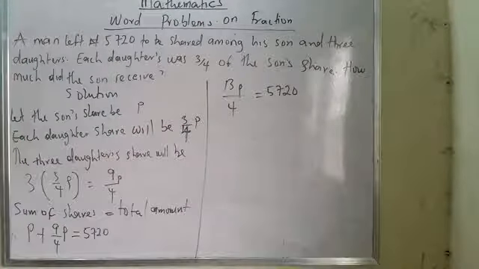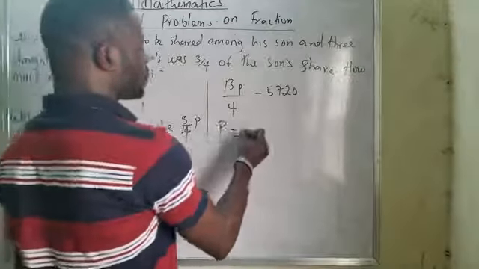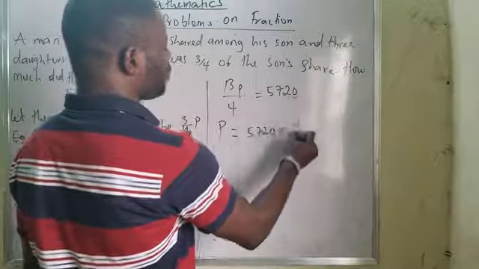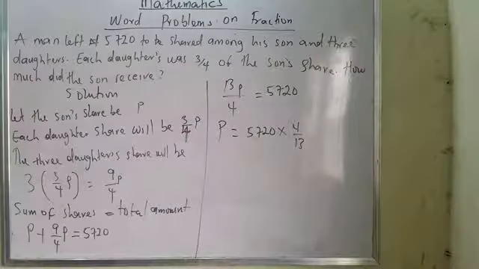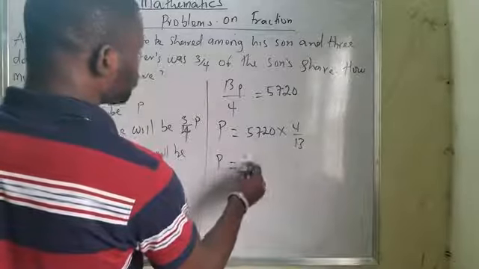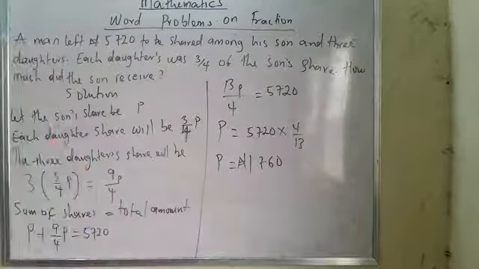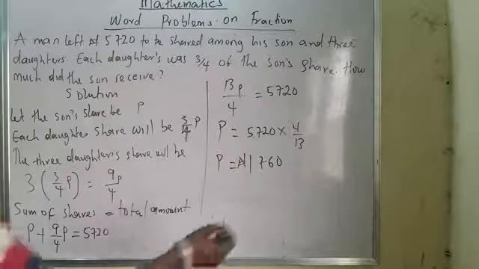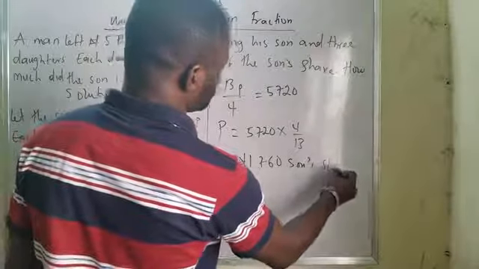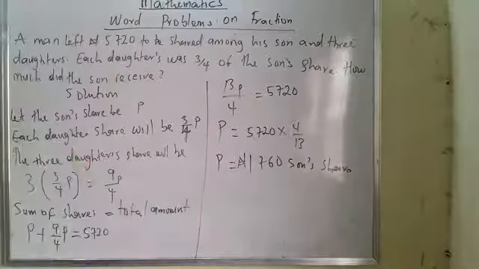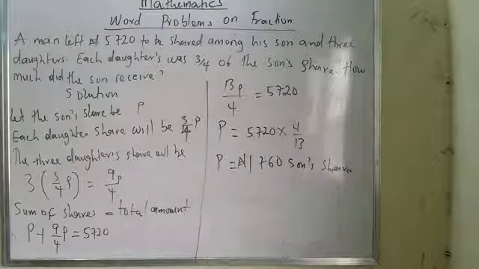Now, since I have this, it means P will be equal to 5,720 multiplied by 4 all over 13, which, with the help of my calculator, I'll be having 1,760. My P equals 1,760 naira, which is the son's share. That is the amount that the son is sharing. That is all about that.